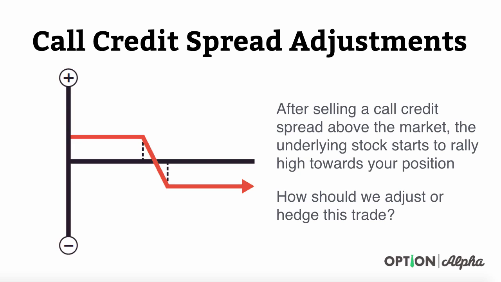And today we're going to go over how you would make an adjustment to a call credit spread. So after selling a call credit spread above the market, let's assume that the underlying stock starts to rally higher towards your position. This is where you inevitably start losing money, kind of paper money, in your trade as the stock rallies higher towards your strikes. So the question is, how should we adjust or hedge this trade?